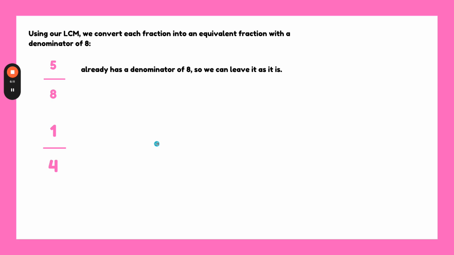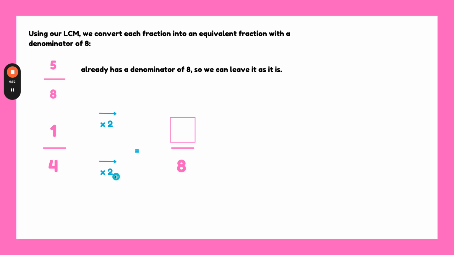And how do we do that? If we look at just this fraction and want to convert it into one with denominator 8, we ask ourselves: what have we done to get from 4 to 8? What operation have we performed to get from 4 to 8? Obviously we multiply by 2, because 4 times 2 is 8.